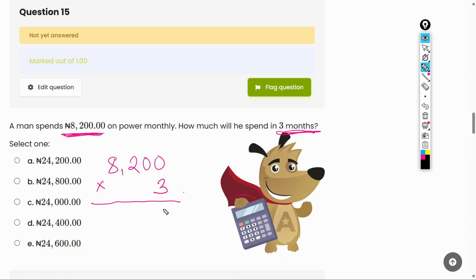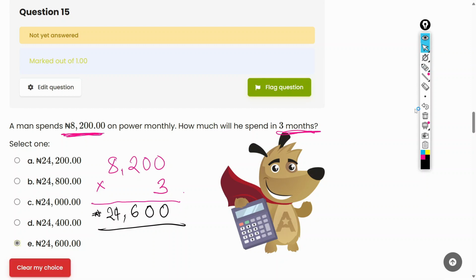3 times 0 is 0. 3 times 0 is 0. 3 times 2 is 6. 3 times 8 is 24. So if he pays 8,200 every month, in 3 months, he would have paid 24,600 naira, which is right here.